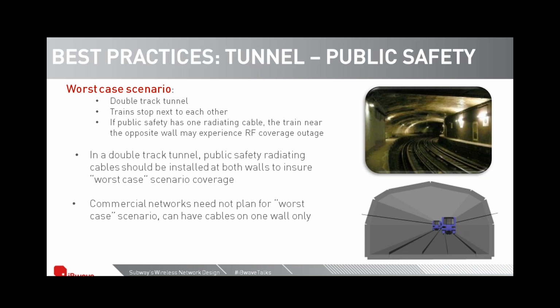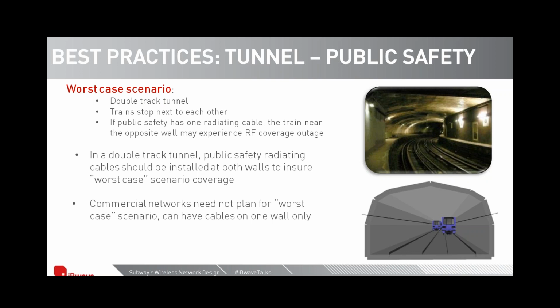The worst case scenario is if you have a tunnel with double tracks. And if both trains stop in a tunnel and they're right next to each other, even in that case, we have to have public safety coverage inside both trains. So what needs to happen is those public safety radiating cables need to be mounted on opposite sides of the walls of this double track tunnel.